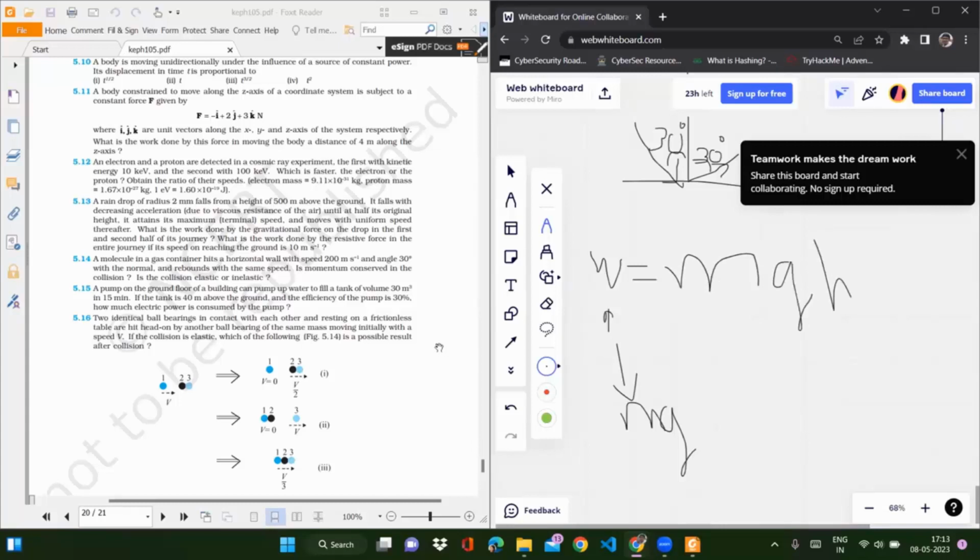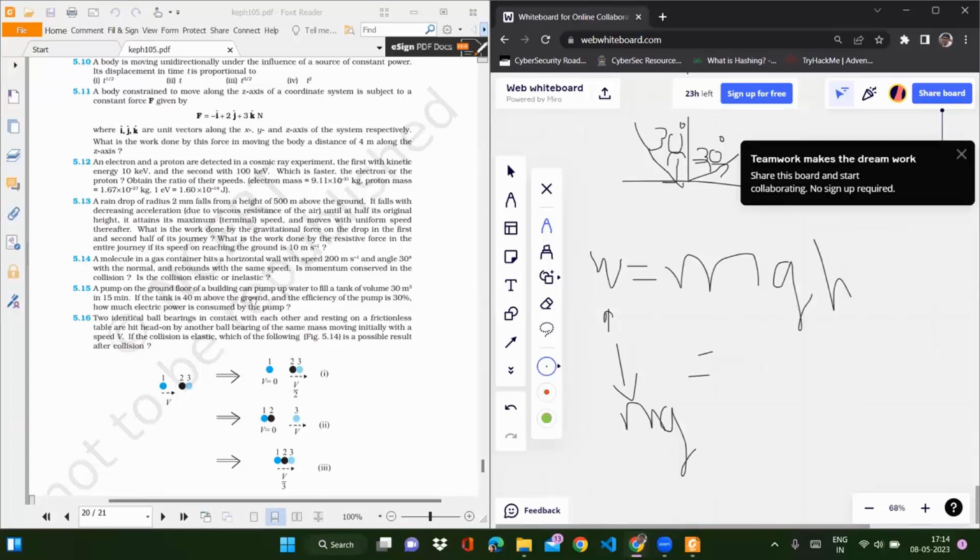mgh. For this we need m, which will be given by the volume, 30 cubic meter. The volume is given, and we know the density of water is 1000 kg per cubic meter. So by volume and density, we will calculate the mass. Then g will be 9.8 meter per second square, and h is given as 40 meter. From this, we will get the work done. The work done will be mgh, which we can calculate.